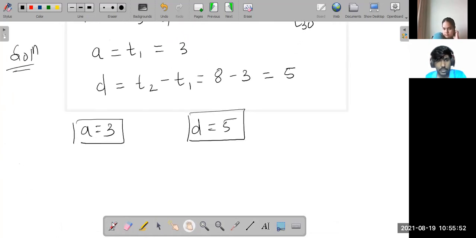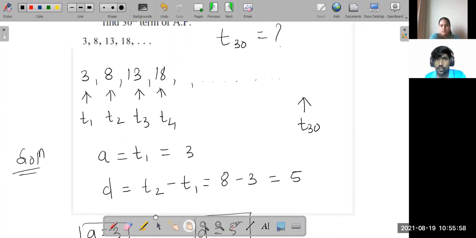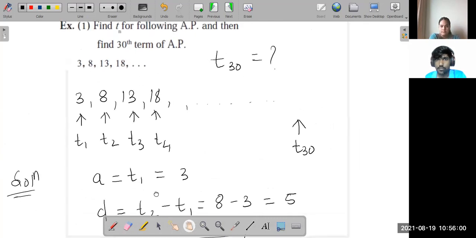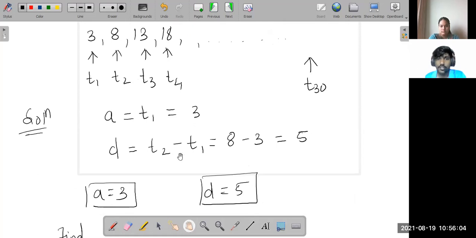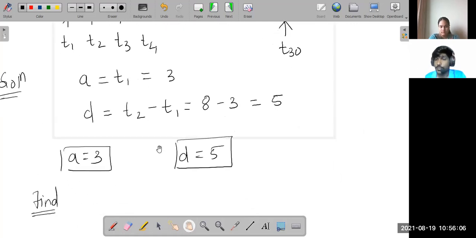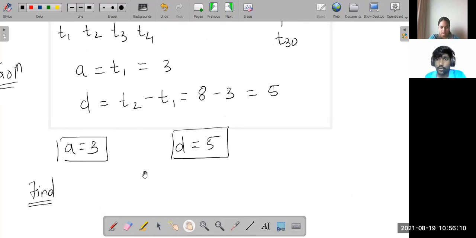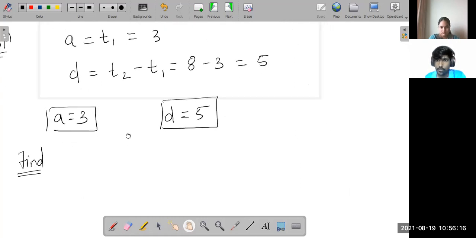You have to find out. The common difference was given, no? No, common difference is not given. But what is given is that it is an AP. So that's why I just did T2 minus T1. If it wouldn't have been given in the question that this is an AP, you would have to find out all: T3 minus T2 also, then T4 minus T3 also. All those things you have to find out. Clear?